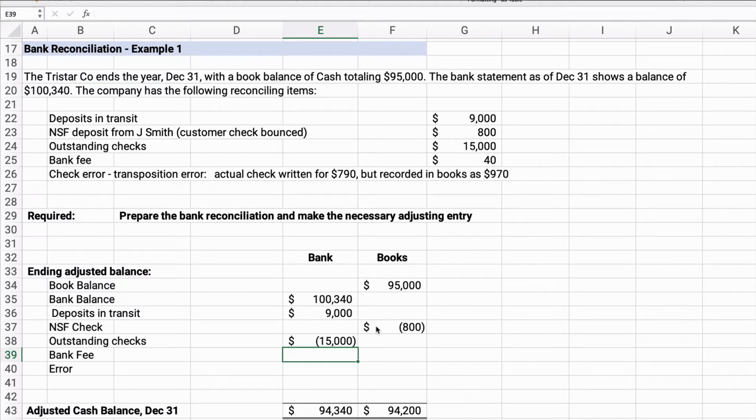The bank fee, the bank charges the fee, so the bank knows about it. So subtract $40 from the books. And the error, we need to figure out the error here.